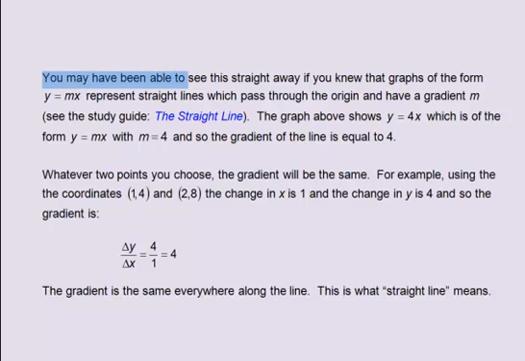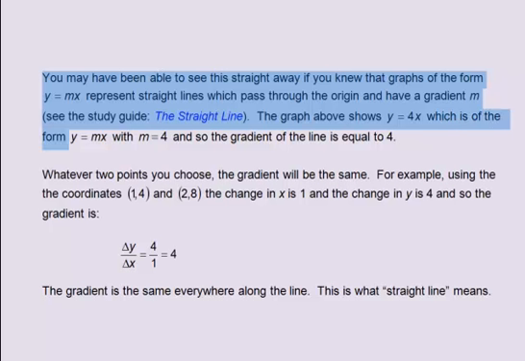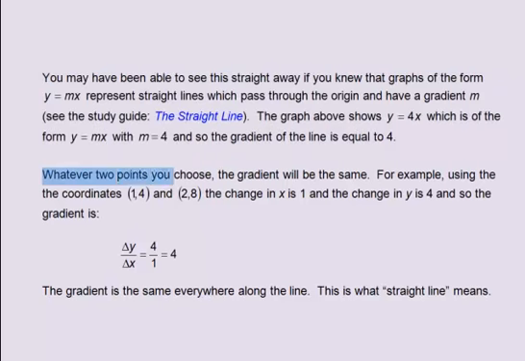You may have been able to see this straight away if you knew that the graphs of the form y equals mx represent straight lines which pass through the origin and have a gradient m. See the study guide, the straight line. The graph above shows y equals 4x, which is one of the form y equals mx with m equals 4, and so the gradient of the line is equal to 4. Whatever 2 points you choose, the gradient will be the same.